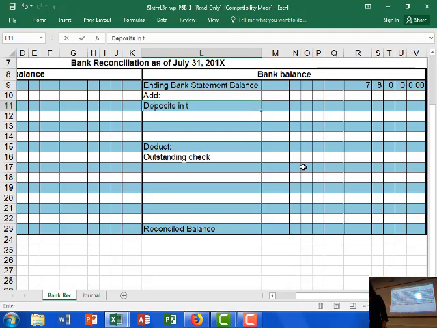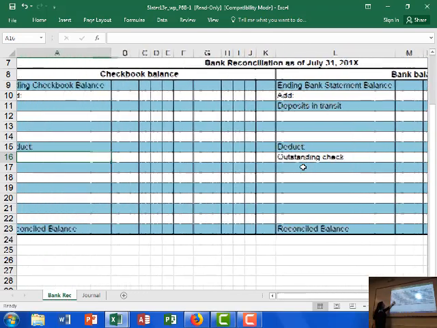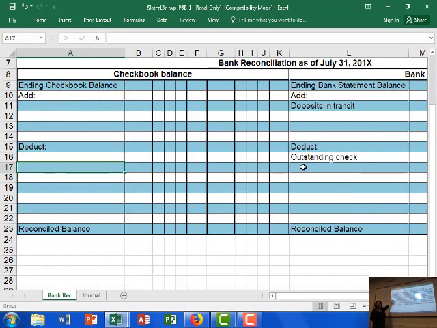Then you also have to make sure that you're doing bank service charges. Now remember, the bank has already done service charges. They've already taken that money out. So service charges, in order to reconcile, must be deducted from your bank balance here. So we're going to give you that heads up. The service charge has to be taken out from the checkbook.